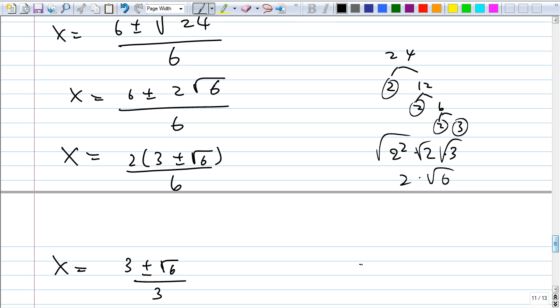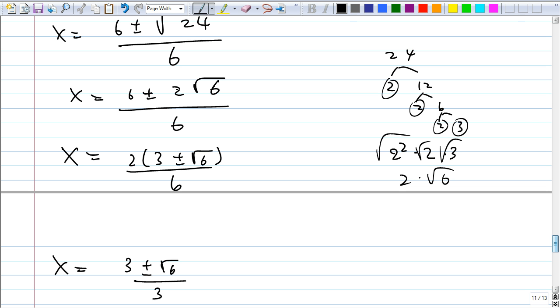And how many numbers does this represent? Where did I get 3 from? Because if you don't believe me, what's 2 times 3? Is that 6? 2 times rad 6, isn't that 2 rad 6? I factored out a common factor of 2 from the top. Remember factoring out the GCF?